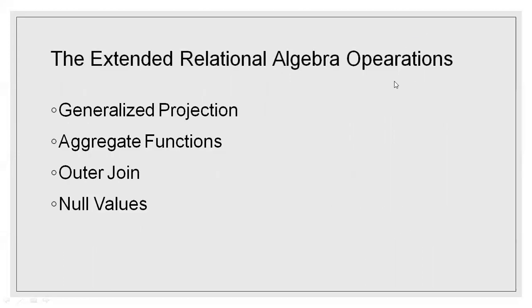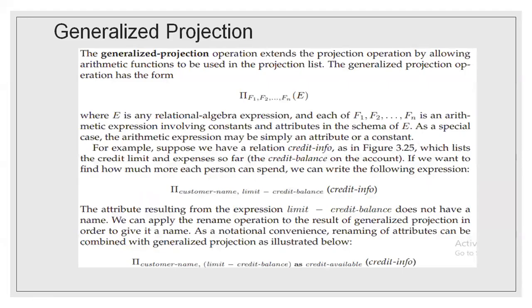Next, we have generalized projection, aggregate function, outer join, and null values. So we will see these one by one. Generalized projection. Now these four points are a little bit complicated. You need to have only the introductory part with you.